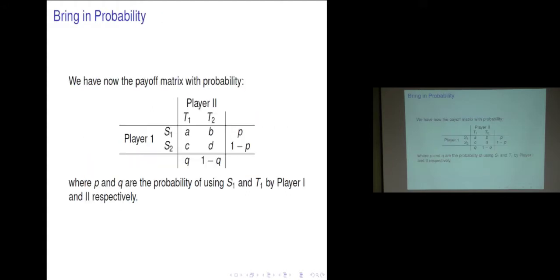Now first we bring in, like a revision, the same thing. Instead of using 4, 1, 3, 2, we use A, B, C, D. So we now have a payoff matrix with probability. We introduce P, 1 minus P, Q, 1 minus Q. Player 1 has two strategies, S1, S2. Player 2 has two strategies, T1, T2. Then this matrix stands for the payoff for player 1, and the probability is as shown.